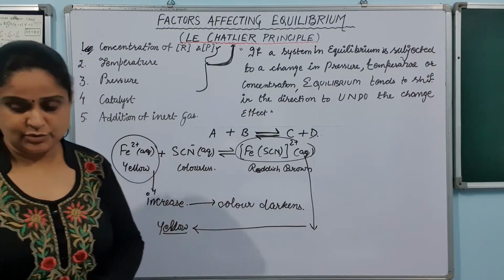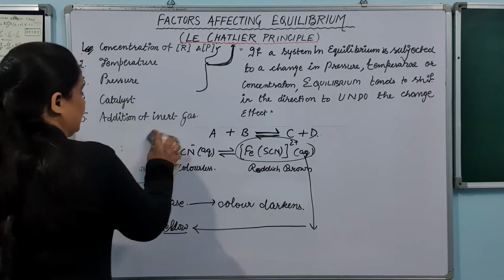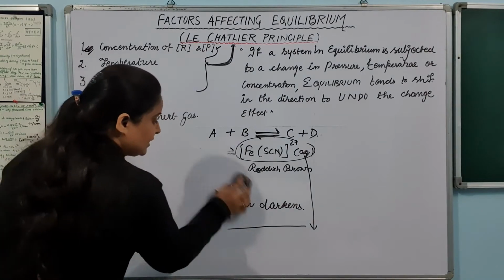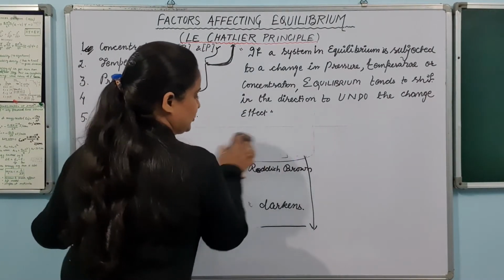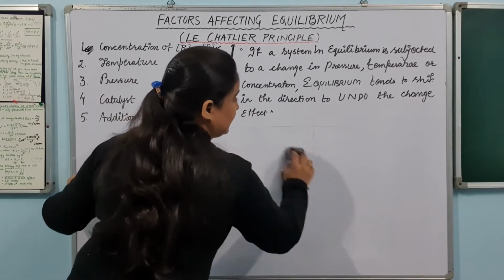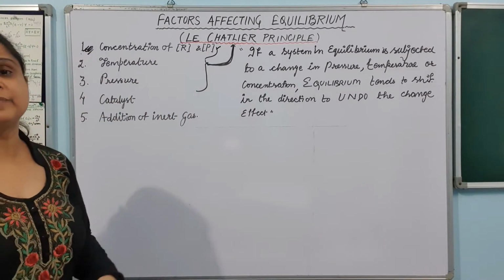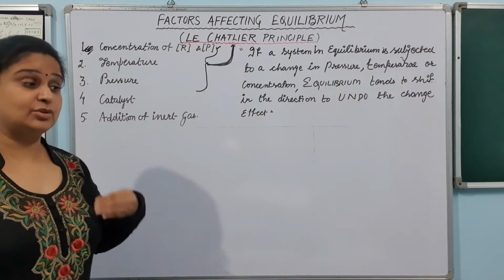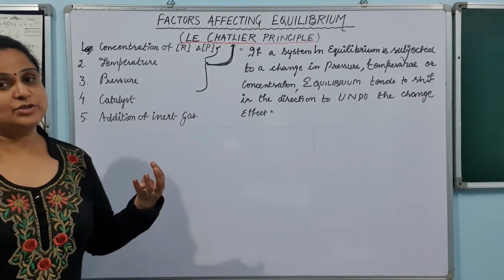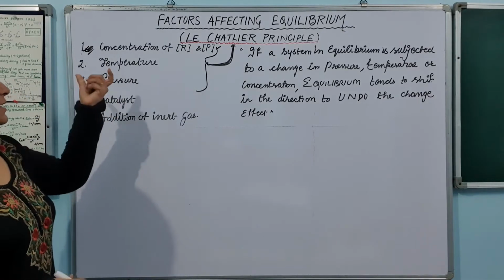So I hope it is clear to you that the concentration of the reactant and product can affect the equilibrium in such a way that the concentration of the reactant and product remains as it was. If you have increased the concentration, then equilibrium will decrease the concentration, and if you have decreased the concentration, then the concentration of that particular product or reactant will be increased, so that you get more product or more reactant. I am getting this. Next is temperature.